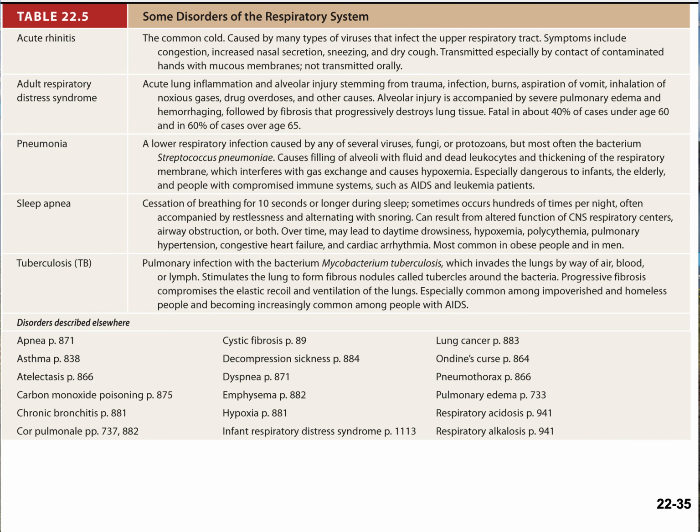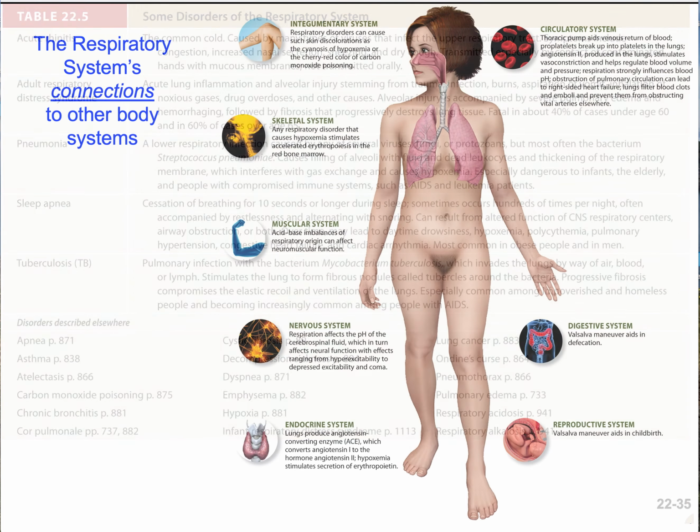All right. Here's a long list of all sorts of other kinds of disorders of the respiratory system. Table 22.5. You can take a look at this. Rhinitis is a runny nose. So acute rhinitis is your nose won't stop running. Pneumonia, sleep apnea. You hear about these kinds of things in which people stop breathing. So other disorders that are described in your textbook chapter, and I urge you to go see them.